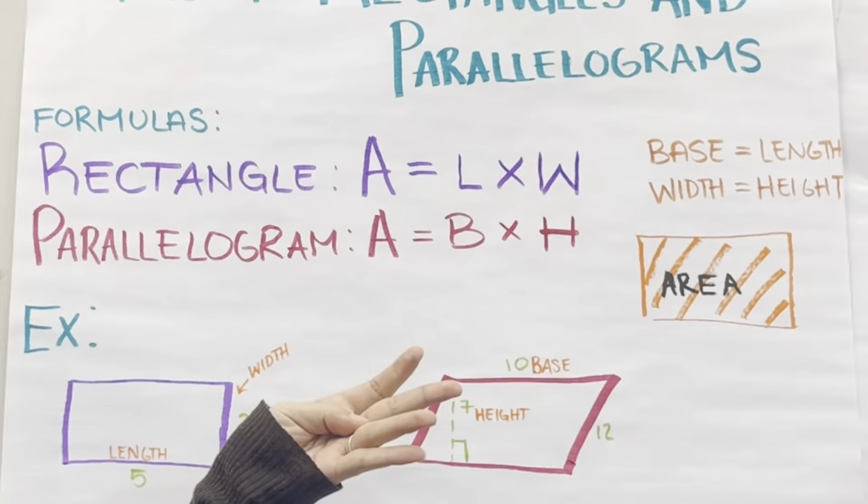Let's have a quick revision. The area of a rectangle is the length times the width. The area of a parallelogram is the base times the height. These formulas will be our mathematical tools. We would need to memorize these to be able to do our work and our homework properly.